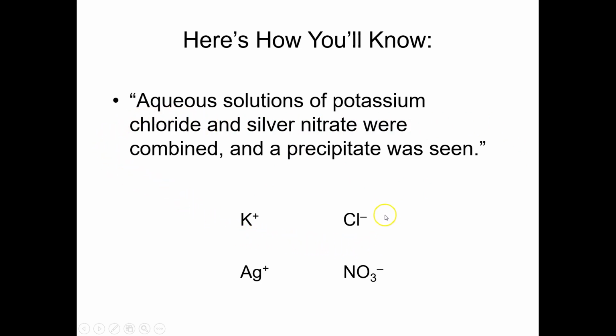Well, it can't be potassium chloride, because potassium chloride has potassium, and potassium salts are always soluble. It can't be silver nitrate, because silver nitrate has nitrate and all nitrate salts are water soluble. It can't be potassium nitrate, because potassium nitrate has both potassium and nitrate, and all potassium salts and all nitrate salts are soluble in water. Therefore it must be silver chloride, because if the problem tells you a precipitate was seen, this is the only combination that does not contain ions that are always water soluble. So that's going to be your precipitate.